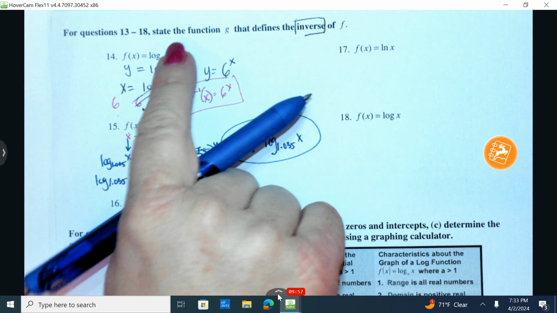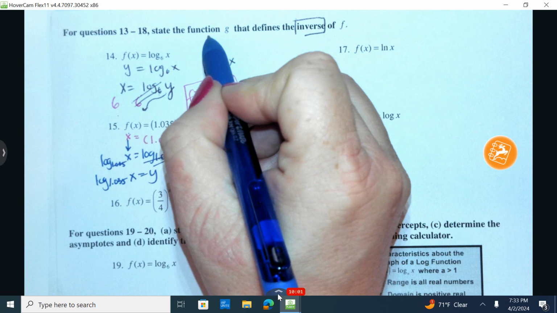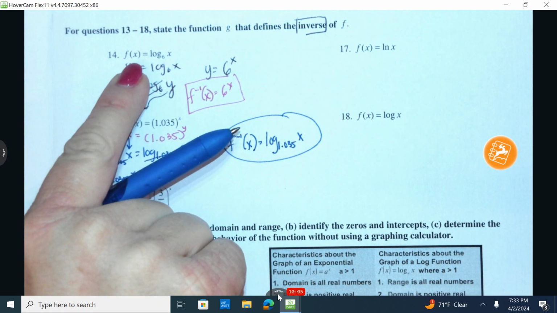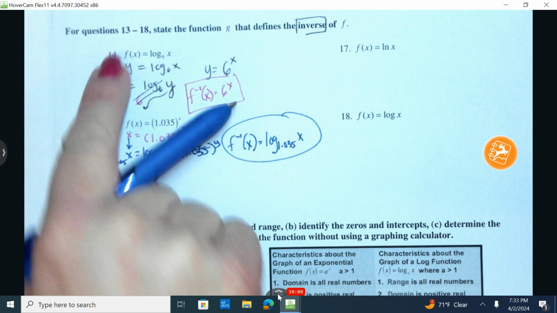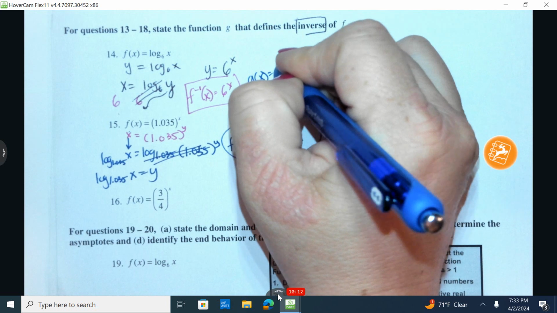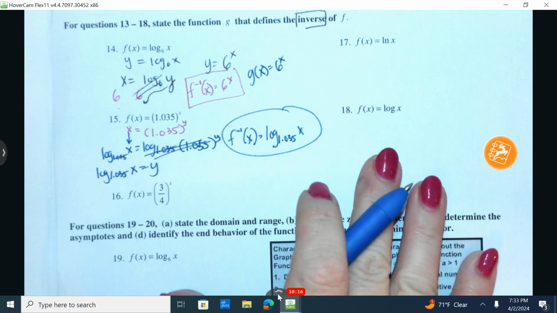Okay, and by the way, they did want us to rewrite it as g, so if you want to put g equal to this, they're saying define the inverse as g. Now, I personally prefer this because this shows that this is exactly the inverse of this original function. I prefer this, but I suppose for testing purposes, we would say g of x equals 6 to the x, and g of x equals log base 1.035 of x. Okay, let's do the next one.